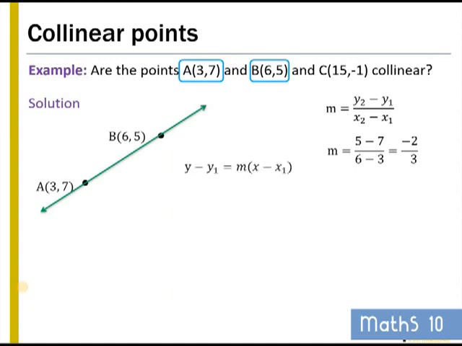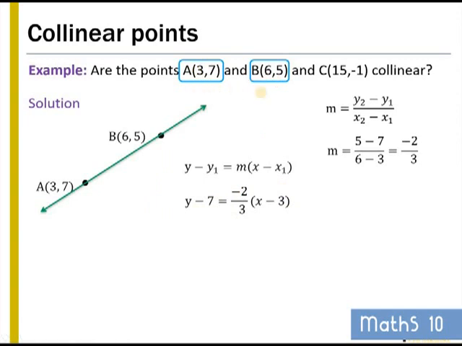So we can create the point-slope form of the line, y minus y1 equals m times x minus x1, where we can put m is -2 over 3, and (x1, y1) is this point here, (3, 7). So y minus 7 equals -2/3 times x minus 3. This is the equation joining A and B together.